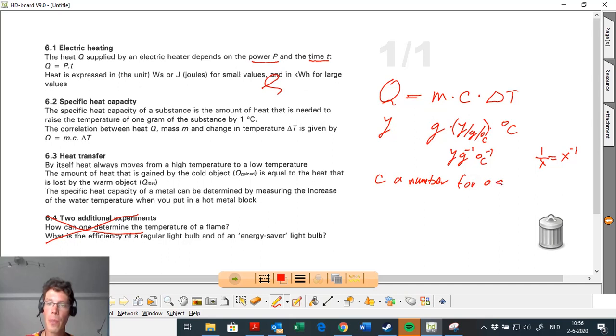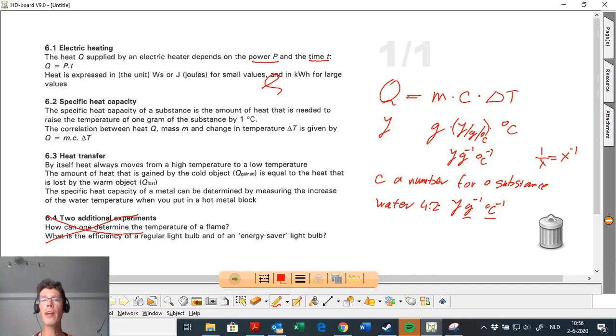For example, the specific heat capacity for water equals 4.2 joules per gram per degree Celsius, which basically means to heat 1 gram of water by 1 degree Celsius you need 4.2 joules. You don't need to learn these numbers by heart. You will be given a table that allows you to look up these different heat capacities.